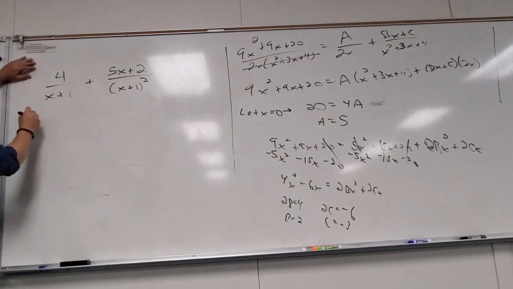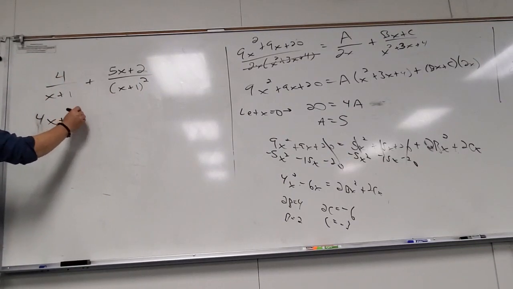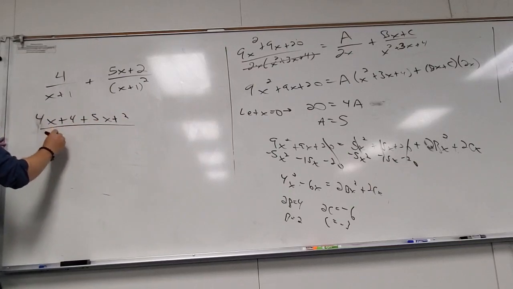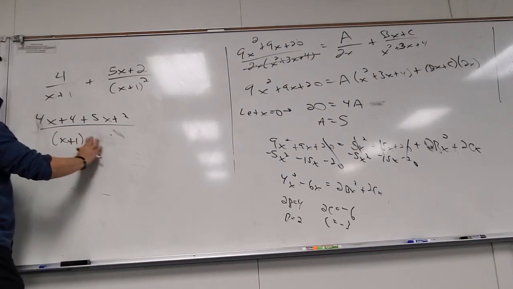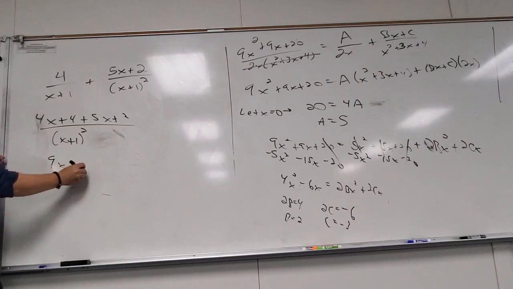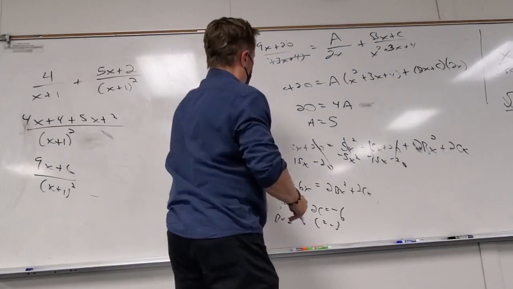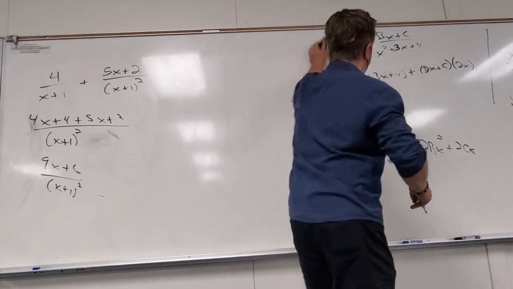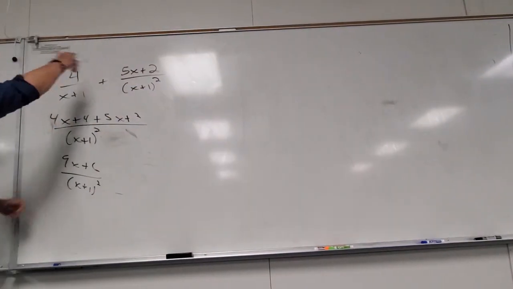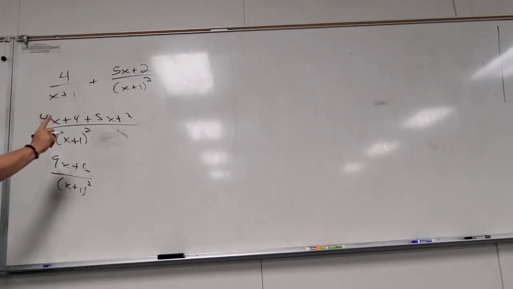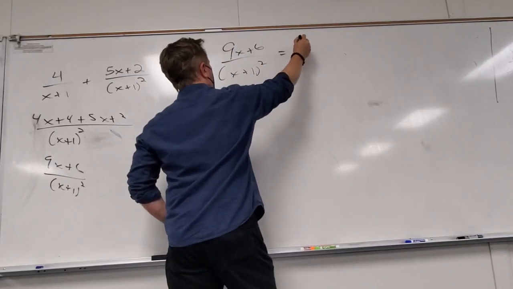If I work this out a bit, this will be 4 times x plus 1. There we go. So I get 9x plus 6 over x plus 1 squared. Now, real quick, as I'm creating this, I'm figuring out which way I want to go with it. Let me do 2 things with this. Watch this. So let's do 9x plus 6 over x plus 1 squared. Now let's do this.